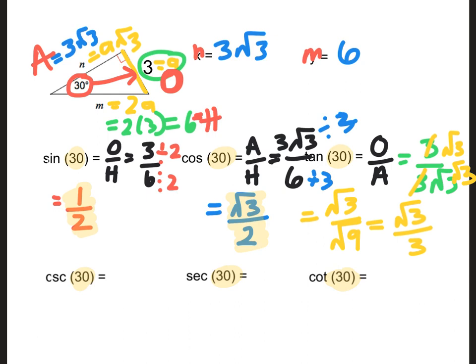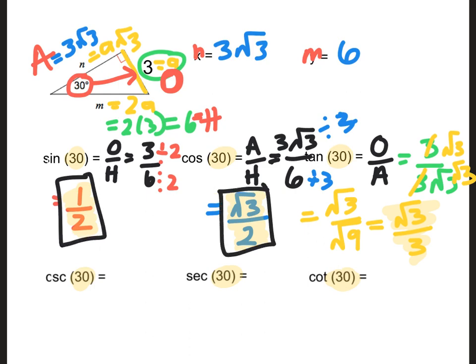Now I've just highlighted all of your answers in yellow. I'm going to go ahead and outline them in black. So 1/2, root 3 over 2, and root 3 over 3. Those are your 3 answers for sine of 30, cosine of 30, tangent of 30. Those will work no matter what your side lengths are. If you're looking for sine of 30, it's going to be 1/2. Cosine of 30 is root 3 over 2, and tangent of 30 is root 3 over 3.